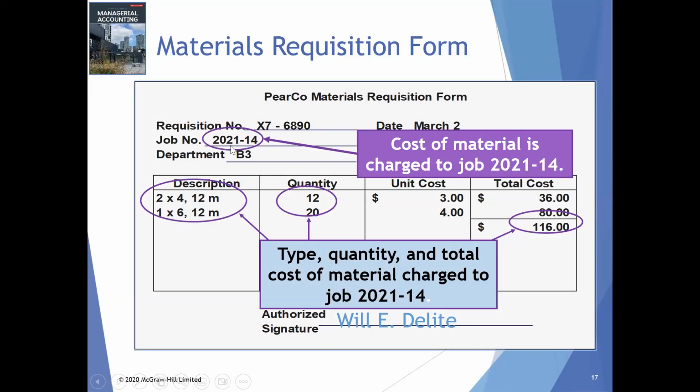This is the job number, and the cost of material is charged to this job. We have a description over here, and for the description we read like 2 by 4 and 12 mm, 1 by 6 12 mm. This is the type and quantity, and the total cost of material charged to this particular job, with the authorized signature of this person. Quantity is this month, cost is this month. This is the total cost of 116, so this is the $116 that we find.